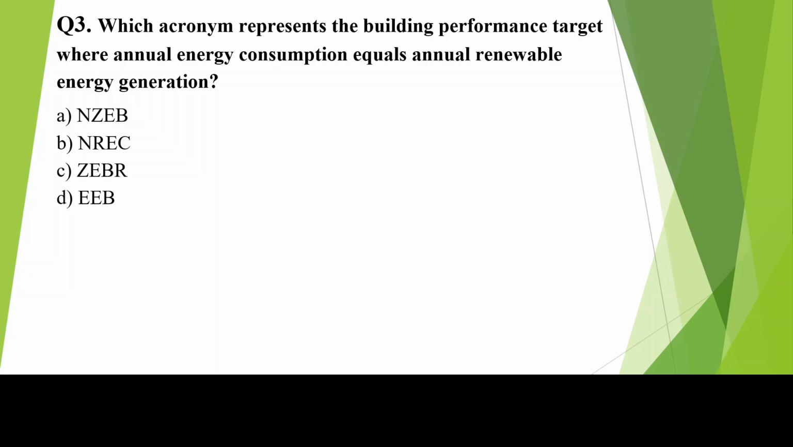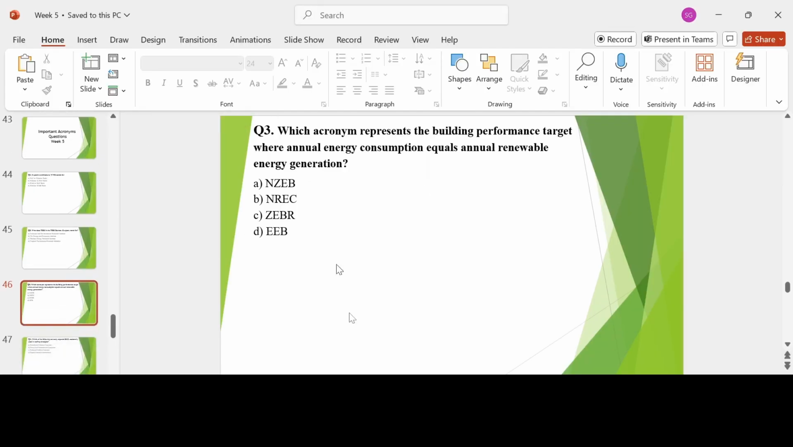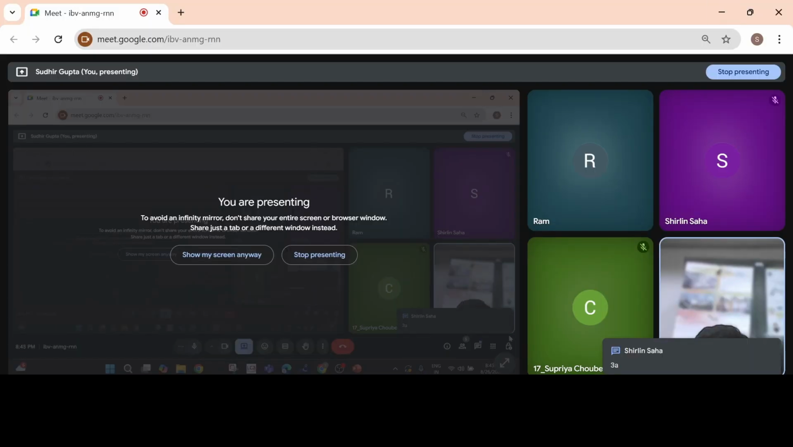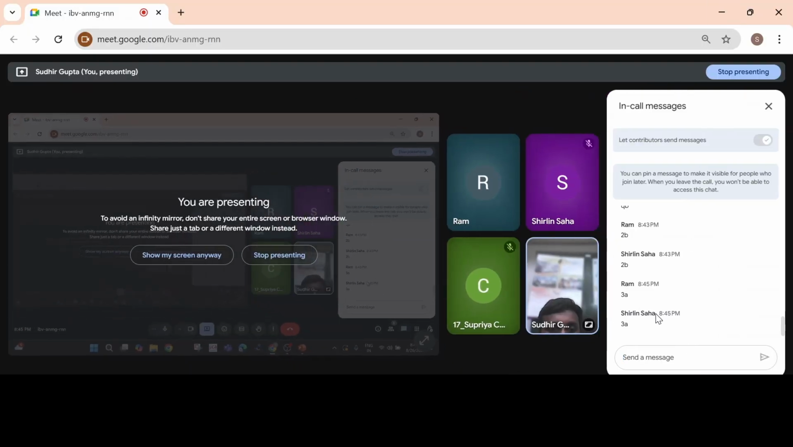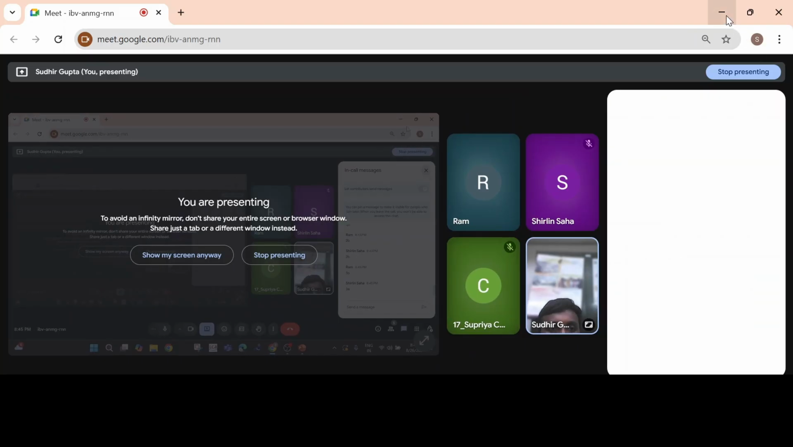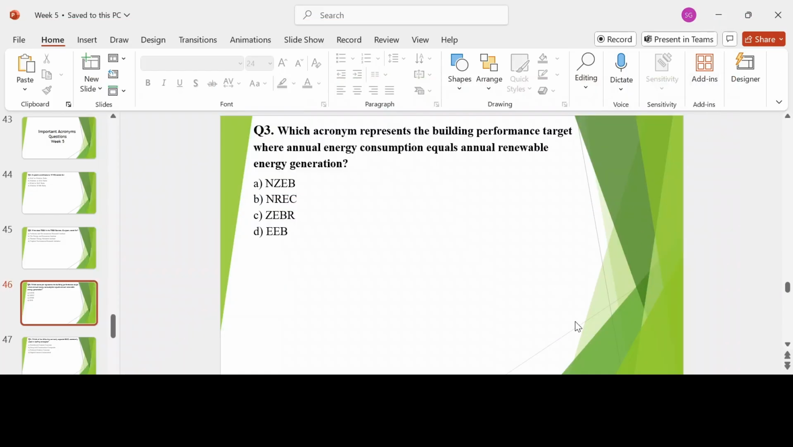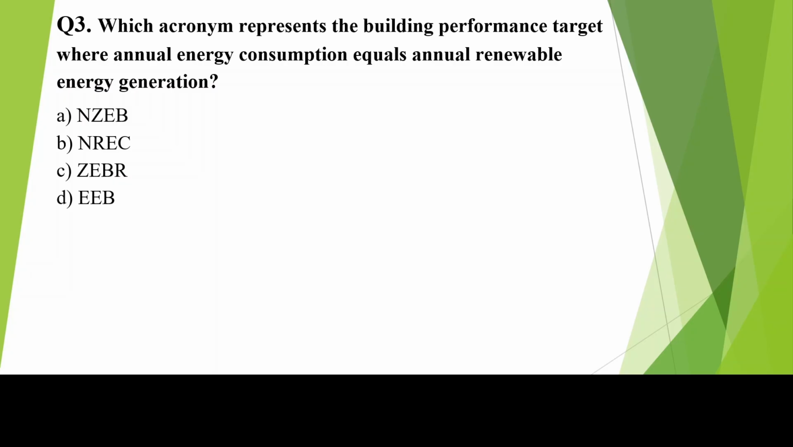I hope you have got it, and many of you have already answered it also. 3A, NZEB. Let's see how many of you know the full form of NZEB. Write the full form of NZEB in the chat box, so that I can confirm that you have marked it correctly and you know it correctly.